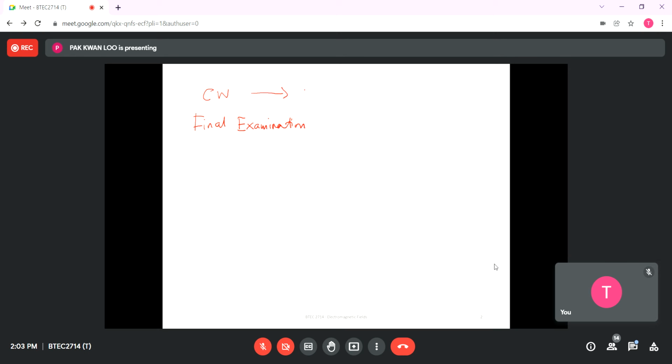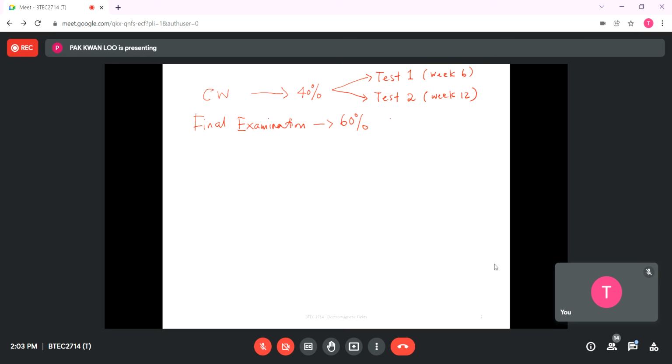So it carries 40%. And the final examination will carry 60%. Okay. And what you need is you have two tests here. You have test 1 and test 2. So this will be carried out on week 6. This will be carried out on week 12. Okay. This is what is planned. This is the initial plan.